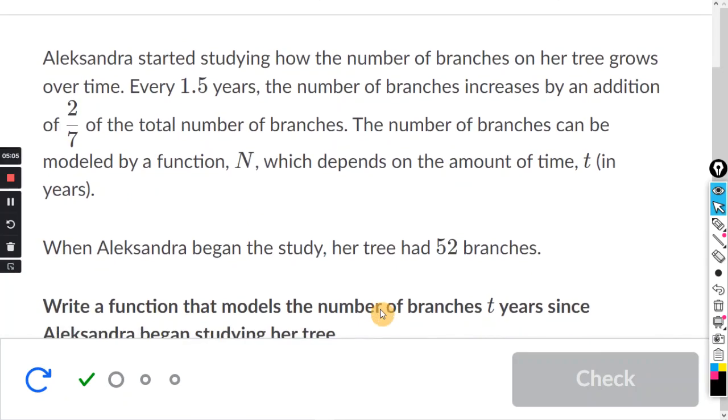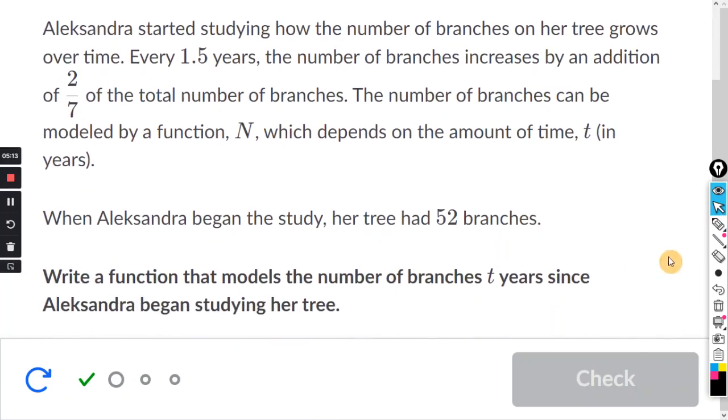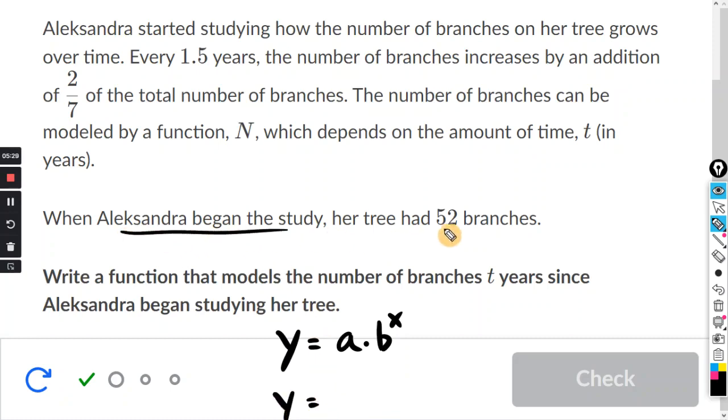Okay, so let's see. We're still using the same format, the same equation, and that is just y equals a times b to the power of x. And we said a is the initial value. So when she began, her tree had 52 branches, so that's going to be your a.